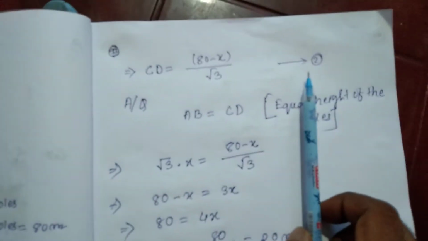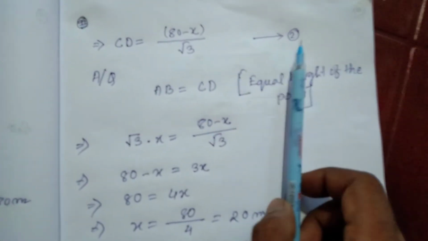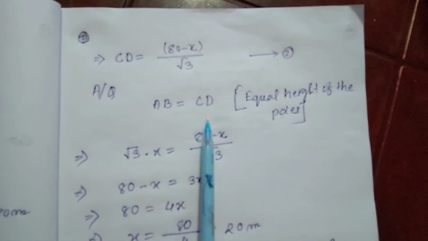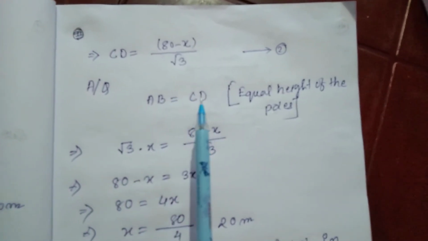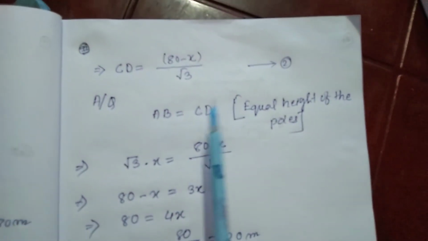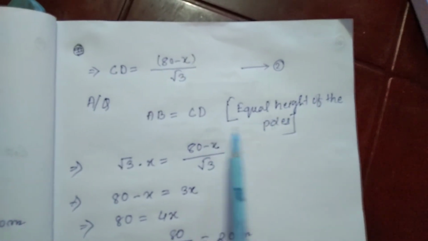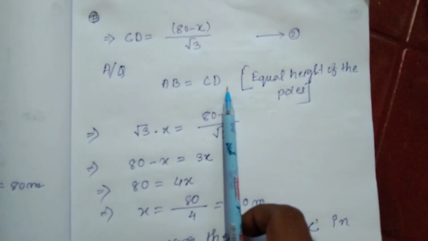Now according to the question, it is very clearly given that the heights of the two poles are equal. In the diagram we drew, AB and CD are the poles, equal poles, whose heights are equal. So we can write AB equals CD. Now let us put the values of AB and CD.